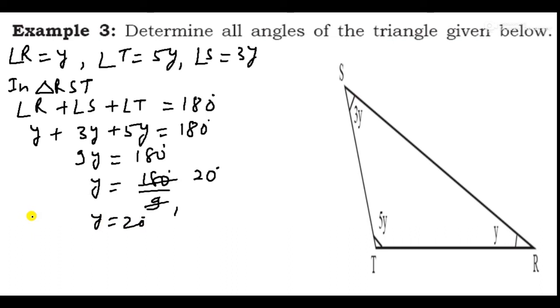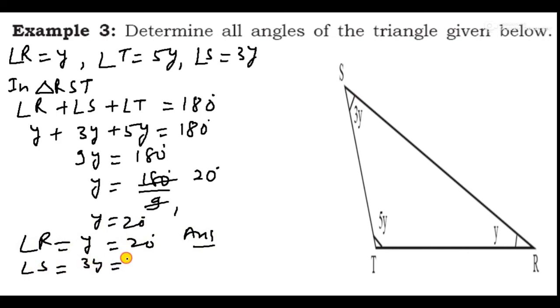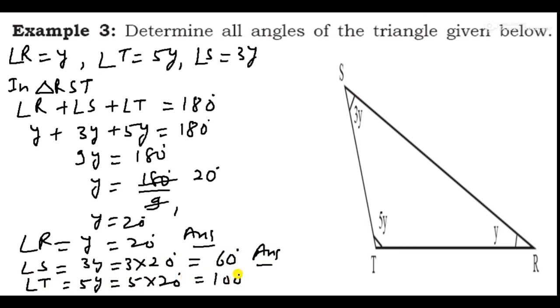So you have to write the angles one by one. So angle R is equal to y is equal to 20 degrees. It is your first answer. Now angle S, it is 3y, so it is 3 into 20. It will be 60 degrees. So that is your second answer. Now angle T is equal to 5y. So you take 5 into 20. It is 100 degrees. So that is your third answer. So you can calculate all these types of angles.